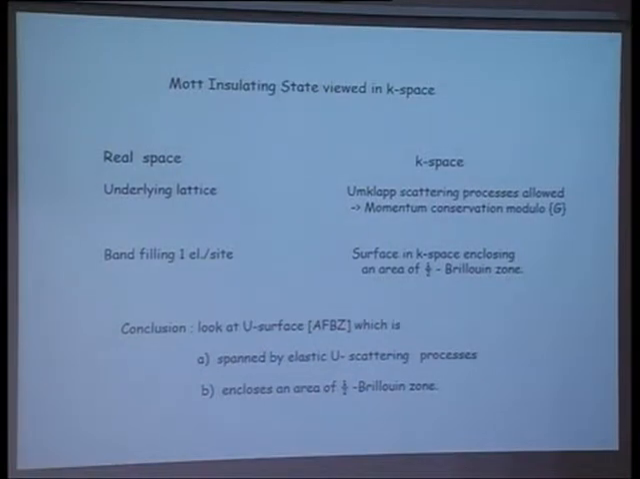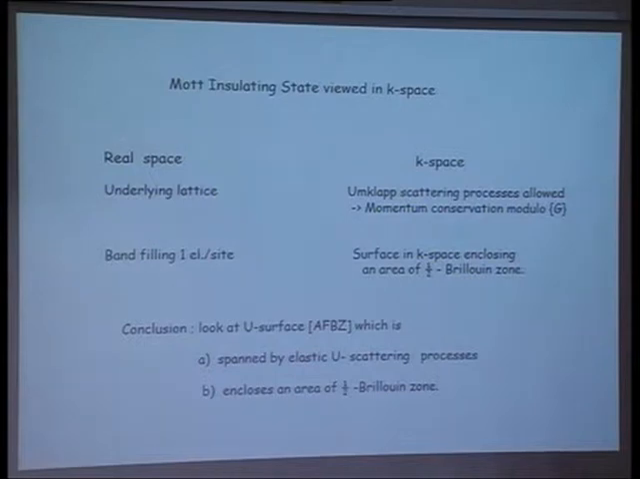what a Mott state is in real space. It's a very simple picture. But here, since we want to talk about the Fermi surface, we want to talk about superconductivity, we are interested in K-space. So what are the key features of a Mott insulating state, of Mott physics in K-space?